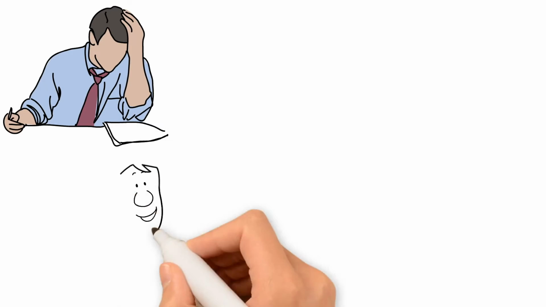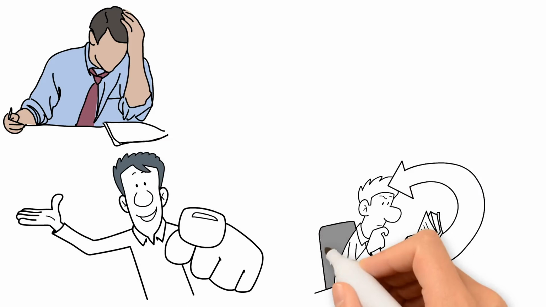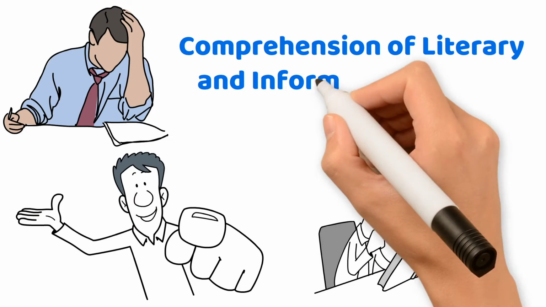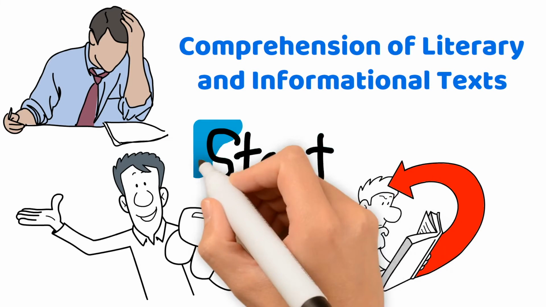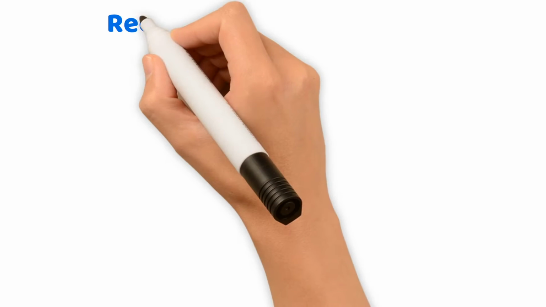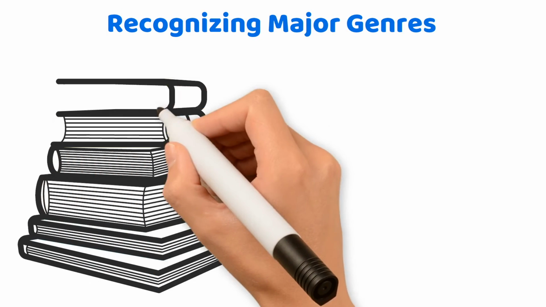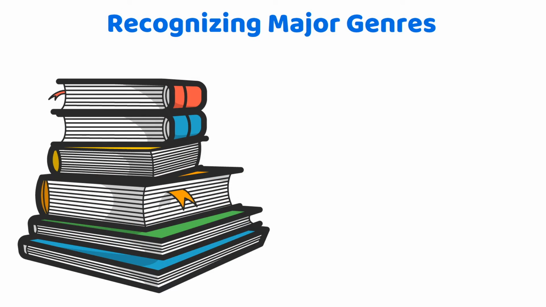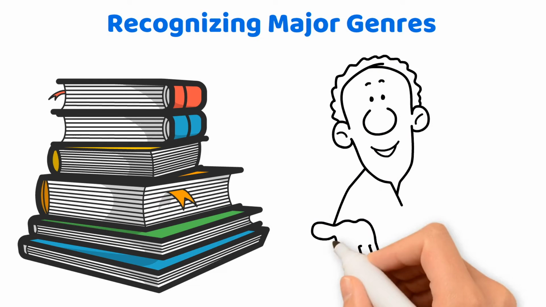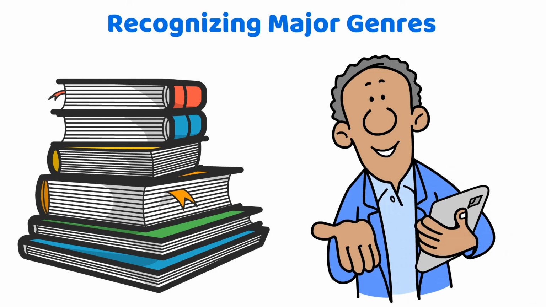For your exam, you're going to need to demonstrate your understanding of the difference between comprehension of literary and informational texts. Let's start with a refresher about recognizing major genres. Genres in literature are categories that help us classify books and stories based on their content, style, and form. Here's a brief overview of some major genres you'll want to be ready to see on your exam.